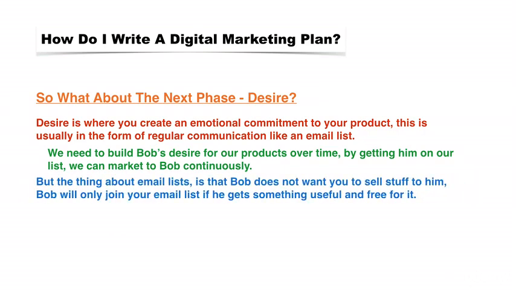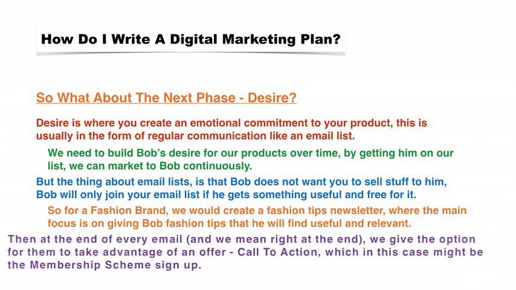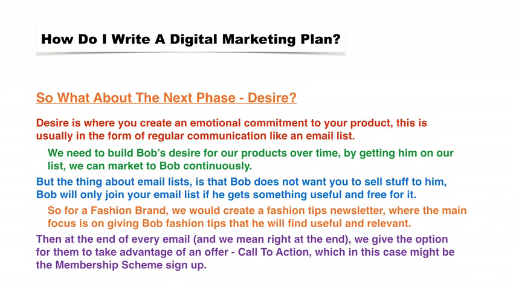But the thing about email lists is that Bob does not want you to sell stuff to him. Bob will only join your email list if he gets something useful, and that something is often free for signing up to your list. So for a fashion brand, we could create a fashion tips newsletter where the main focus is on giving Bob fashion tips that he will find useful and relevant. Then at the end of every email, right at the end, we give the option for them to take advantage and offer our call to action, which in this case might be the membership scheme sign up.